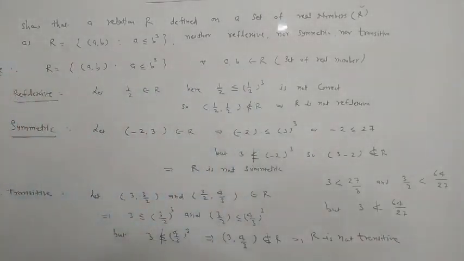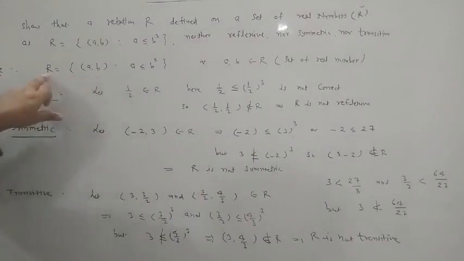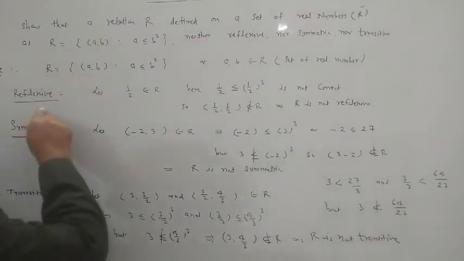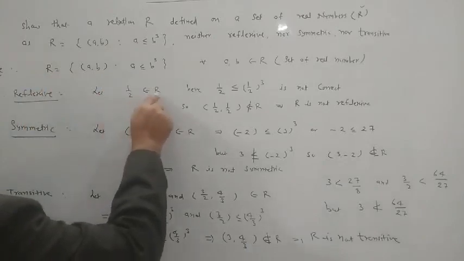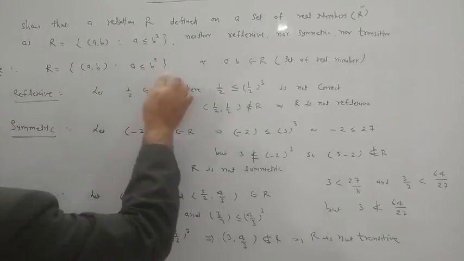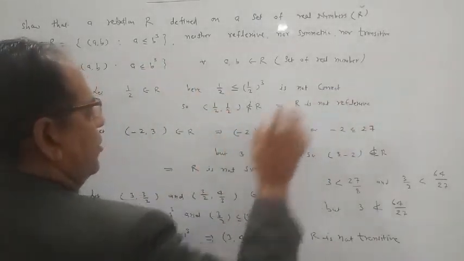So in this question, the relation is defined as the pair (a, b) will be an element of R if a is less than or equal to b cube. We start with reflexive. Take any real number, 1/2, which does not satisfy this condition. So the self pair of 1/2 does not belong to the relation, so R is not reflexive.